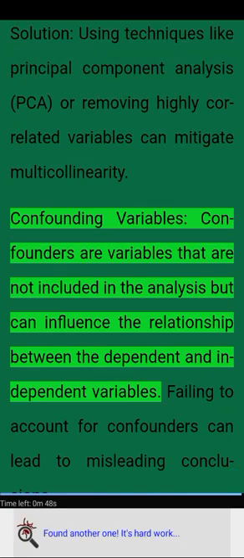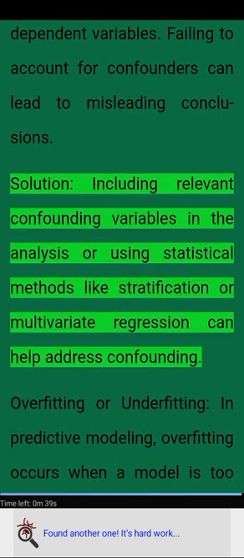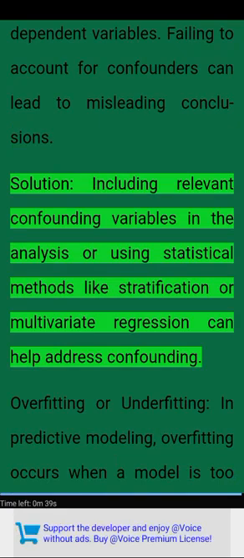Confounding variables. Confounders are variables that are not included in the analysis but can influence the relationship between the dependent and independent variables. Failing to account for confounders can lead to misleading conclusions. Solution. Including relevant confounding variables in the analysis or using statistical methods like stratification or multivariate regression can help address confounding.